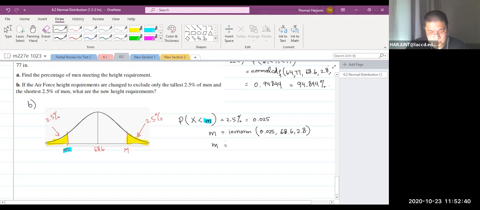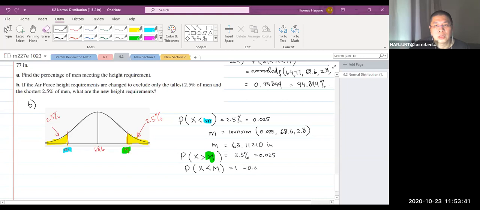This will be inverse norm 0.025, 68.6, 2.8. I get 63.11210 inches. While the maximum cutoff will be x greater than capital M is 2.5%, which is 0.025. But I need the area to the left though. Then probability that x is less than M is 1 minus that, the area to the left, right?